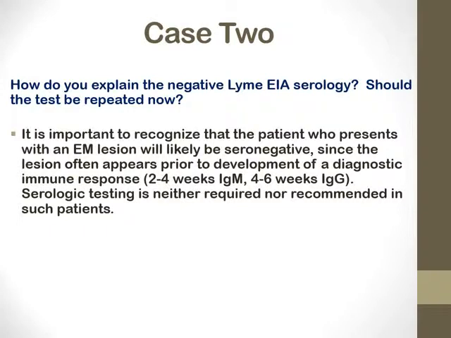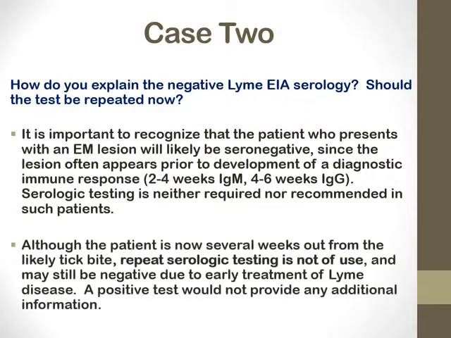In talking to the mother, it was important to basically explain that patients with EM lesions are very likely to be seronegative. Since what you're assaying, again, is the immune response, remember that this takes time, usually 2 to 4 weeks for an IgM or 4 to 6 weeks for an IgG response. And also remember that serologic testing is neither required nor recommended in patients who are trying to make a diagnosis of an EM rash. So again, the urgent care center was appropriate. They sent the test even though they didn't have to, but even though the test was negative, they appropriately concluded that the patient did have Lyme disease.